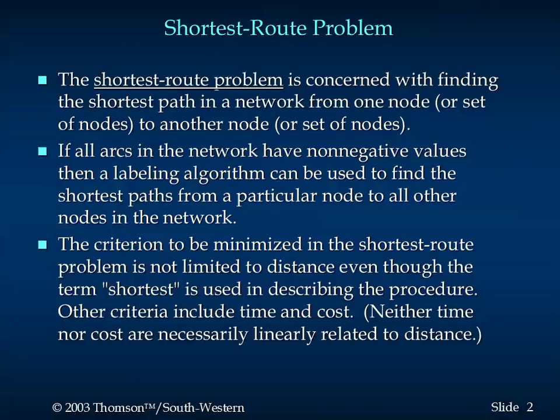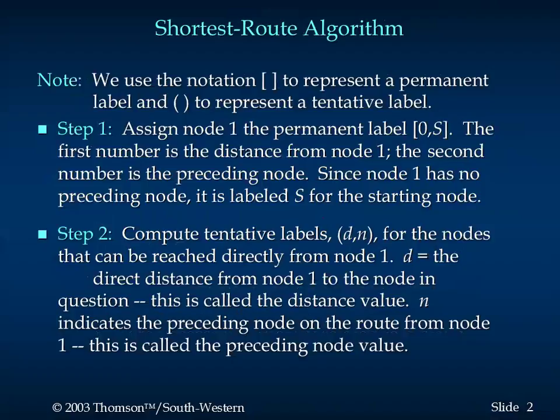Anyway, the criterion to be minimized in the shortest route problem is not limited to distance. We can look at time, cost, whatever. So all this Google Maps thing tries to minimize your time. Again, if you have some cost things, then you can minimize cost and so on. Now the way we solve this is using labels, and closed brackets like this represent permanent labels, and open brackets like this represent temporary labels. So there are permanent labels and temporary labels.